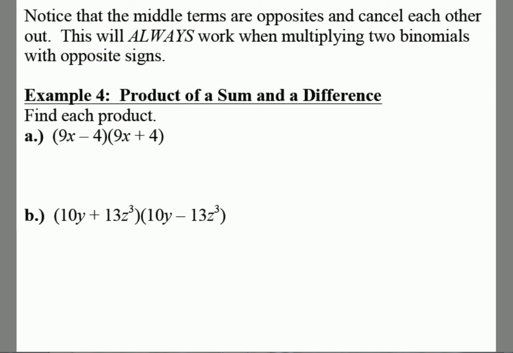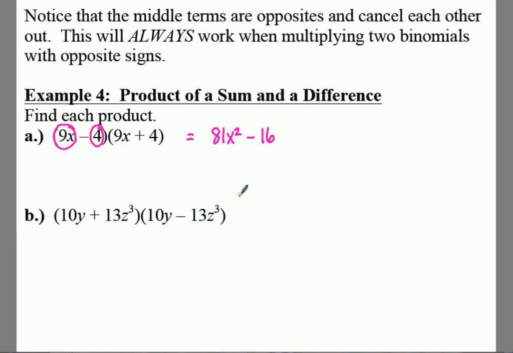This will always work whenever you have opposite signs. So we're going to do our shortcut. We're going to take this first term, 9x times 9x. Well, 9 times 9 is 81. X times x is an x squared. Then we're going to put a minus sign in there. And we're just going to take this fourth term and square that, and we're going to say 16. Booyah! I love differences of squares.